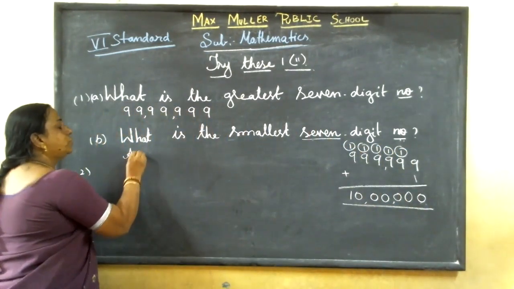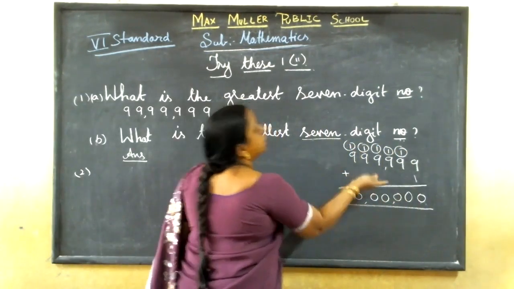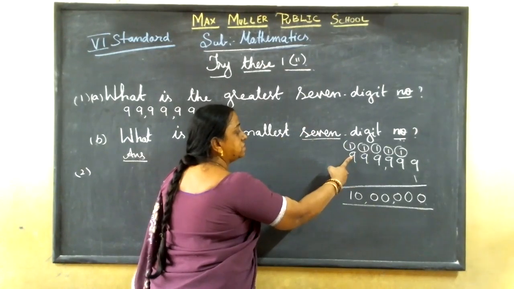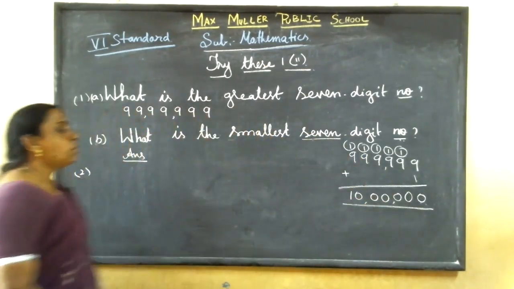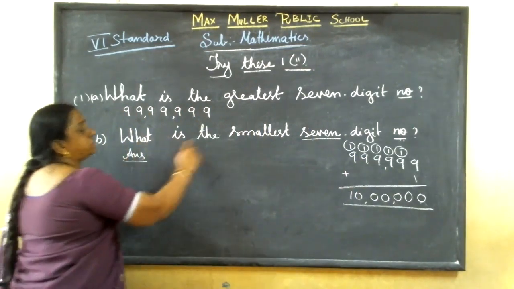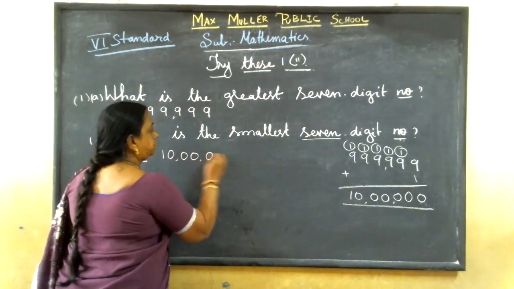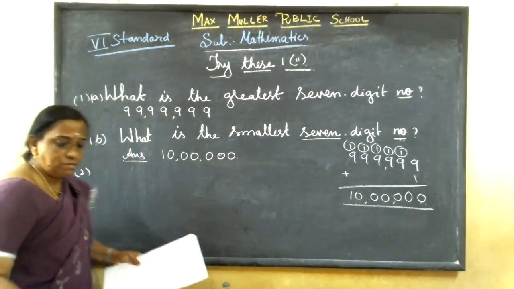Clear? So if you know, you can write directly. If you get confused, take the number just before the greatest number. So the greatest 6-digit number plus 1, then you will get the smallest 7-digit number. What is the smallest 7-digit number? 10 lakh. Got it?